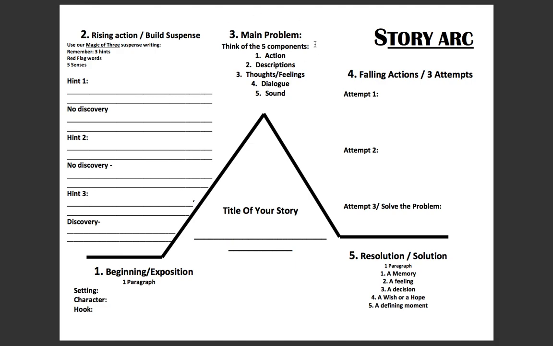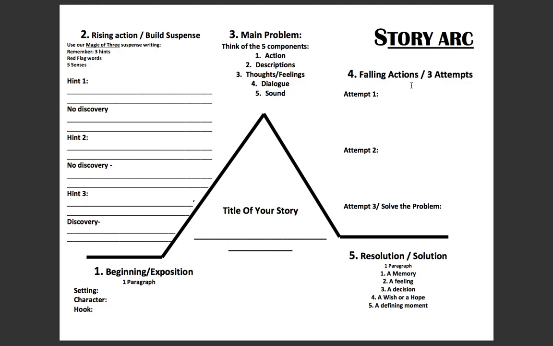Number three, the main problem. We know the five components that make a really good main problem. Your main problem is usually about a paragraph long. It includes action, descriptions, thoughts and feelings of your characters, dialogue between characters or the characters talking to themselves, and of course some kind of sound, to give a really well-rounded main problem, because this is the most important part in your story. This is the climax.